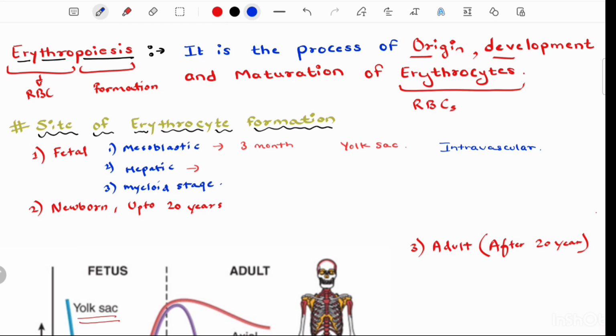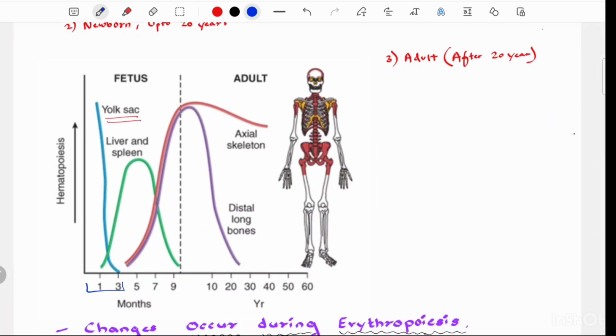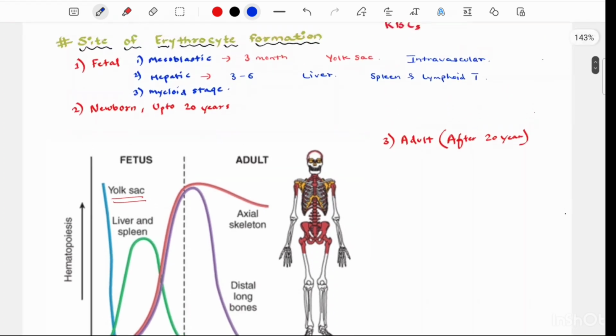Second stage in fetal life is hepatic stage. From third month of intrauterine life up to 6 months, liver is the main organ that produces red blood cell. So 3 to 6, organ is liver. Some cells are also produced from spleen and lymphoid tissue. You can see here in diagram, first 3 months it's your yolk sac, and from 3 to 6 it is your liver, spleen, and lymphoid tissue are involved in erythropoiesis.